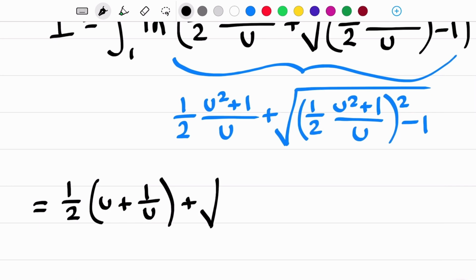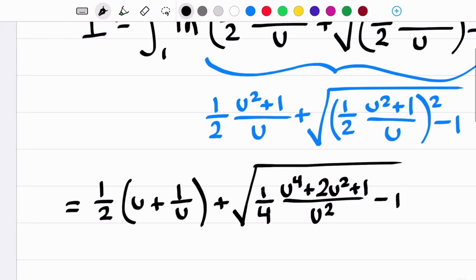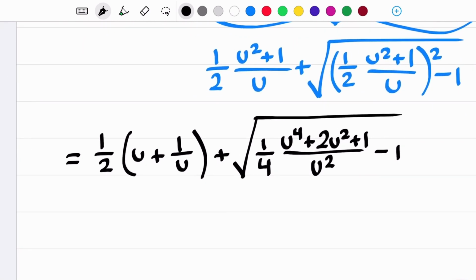Now, for the square root term, I'm going to expand what's inside. So the 1/2 squared becomes a 1/4. And when we square this numerator here, u squared plus 1 squared, that becomes u to the 4th plus 2u squared plus 1. And the denominator just becomes u squared. I actually need to make this root a little bit taller to fit everything in. And then we still have a minus 1. Perfect. So that is what the argument is looking like after we do that.